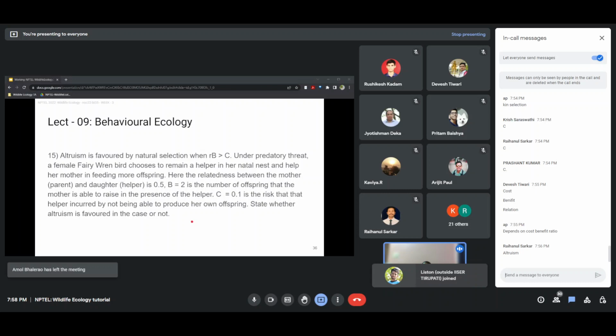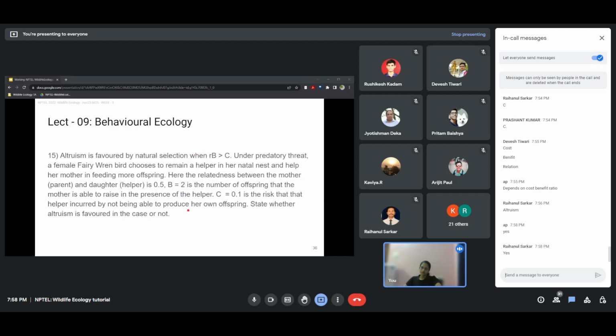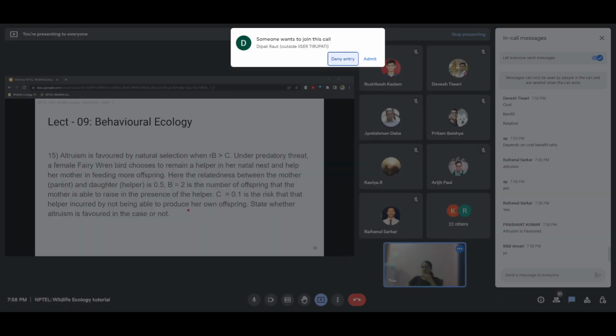So, you have the equation on the top. R times B, if it's greater than C. Yeah, okay, yes. What else? Altruism is favored. Anybody feels altruism is not favored in this case?